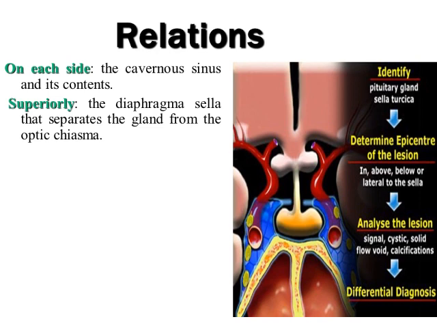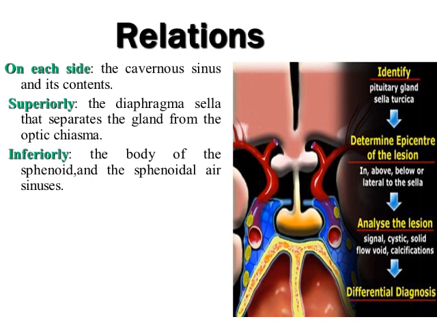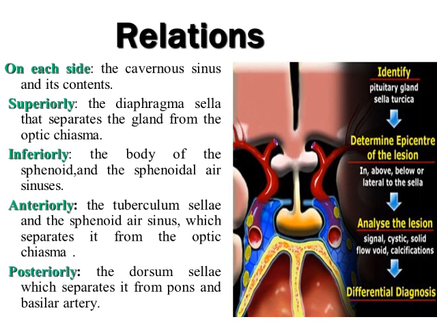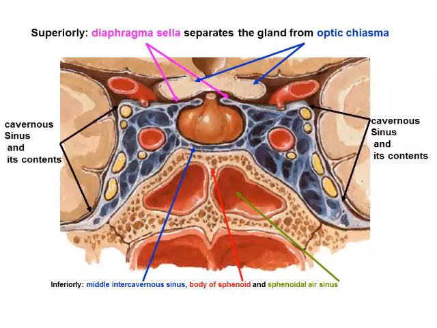Superior to the gland is the diaphragma sellae, which separates the gland from the optic chiasma. Inferior to the gland are the body of the sphenoid bone and the collection of air cells called the sphenoidal air sinuses. Anterior to the gland there is the tuberculum sellae and the sphenoidal air sinus. Posterior to the gland there is the dorsum sellae, which separates it from the pons and the basilar artery.